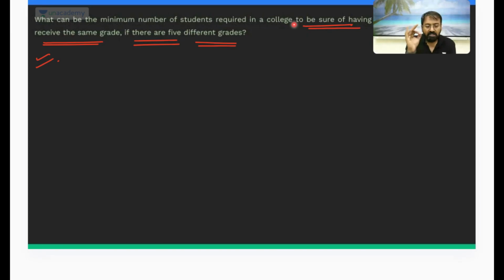तो मिनिमम कितने स्टूडेंट्स होने चाहिए कॉलेज में या क्लास में कि कम से कम 6 स्टूडेंट्स के सेम ग्रेड आए? 5 अलग अलग ग्रेड पॉसिबल है, ठीक है? शुभम इज सेइंग 9. ओके, व्हाट अबाउट अदर्स?